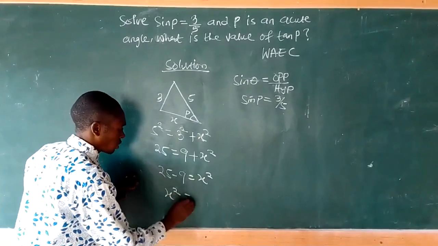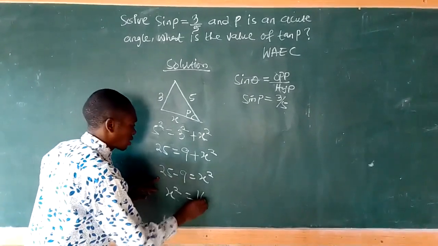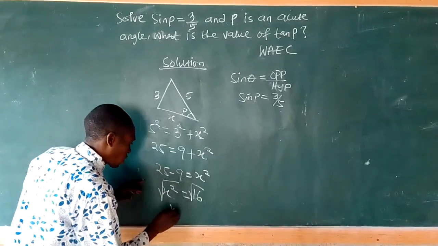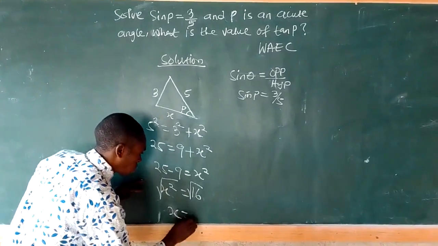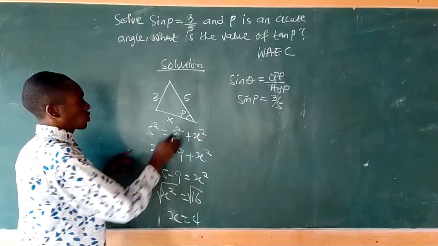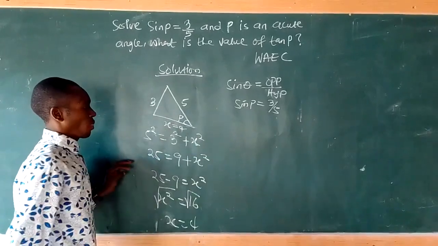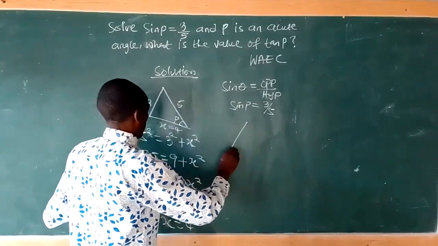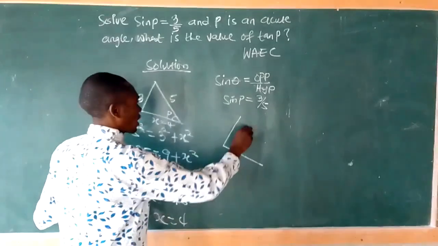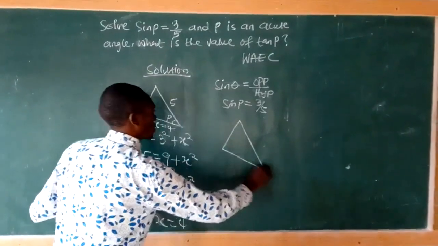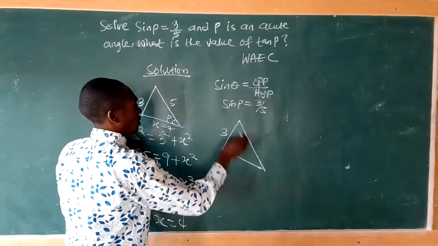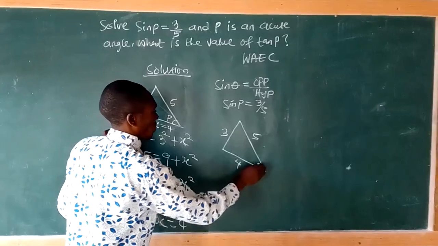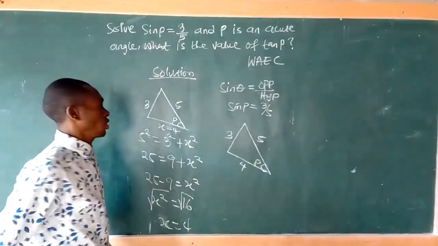x squared is the same thing as 25 minus 9, which is 16. What we do next is take the square root of both sides, and we get 4 as our answer. So this x is now 4. Now our shape is like this: we have 3 here, 5 here, and 4 here. And don't forget angle p.